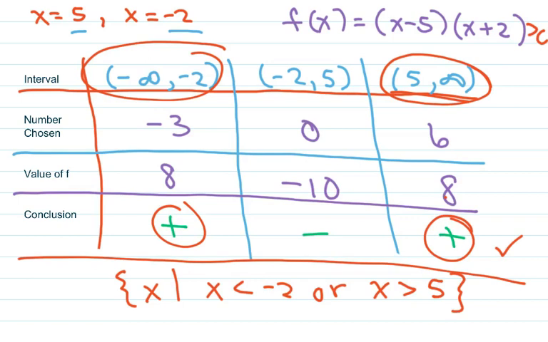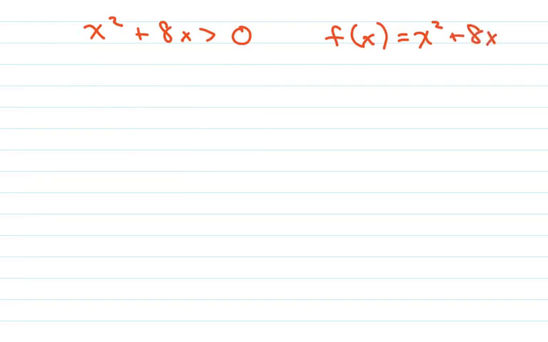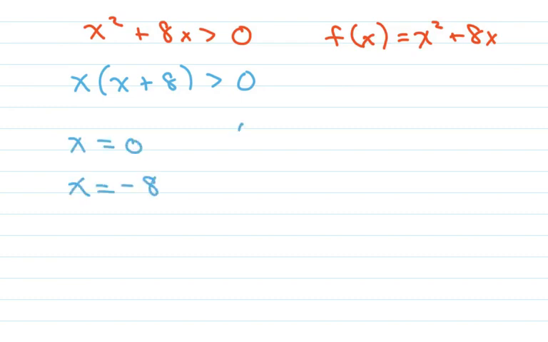Okay, the next one we have is x² + 8x is positive again, or f(x). My f is f(x) = x² + 8x. Now in this one I'm going to have to factor out an x to get my zeros. So my zeros would be x = 0 and x = -8. Again, these are your x-intercepts.